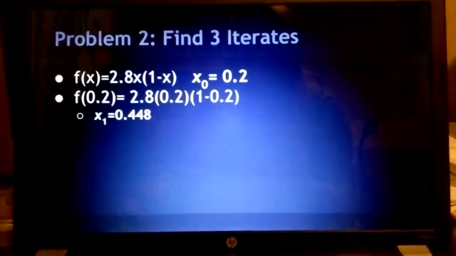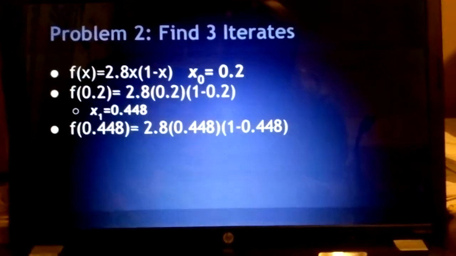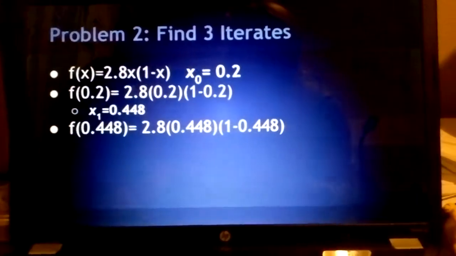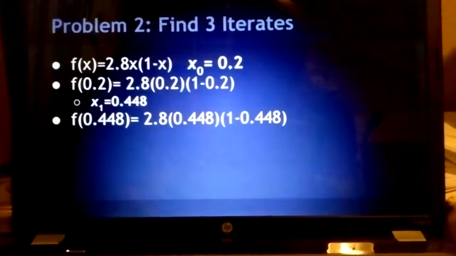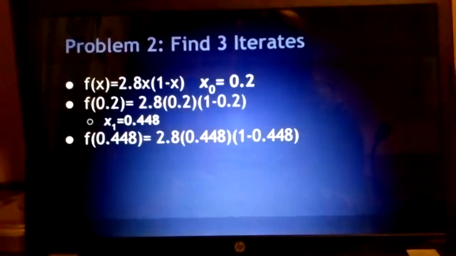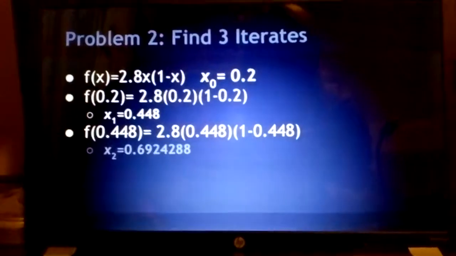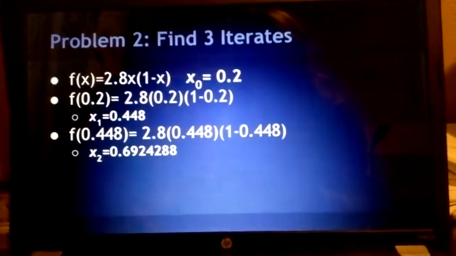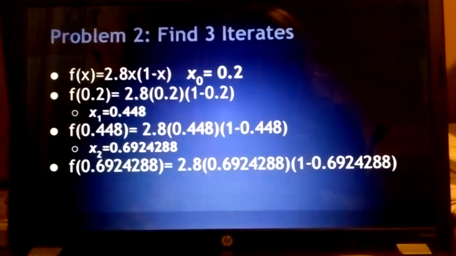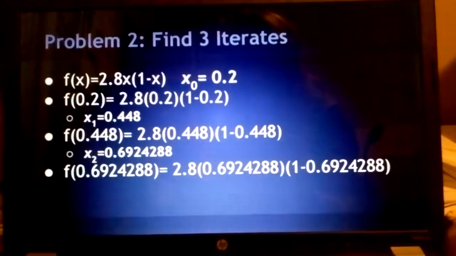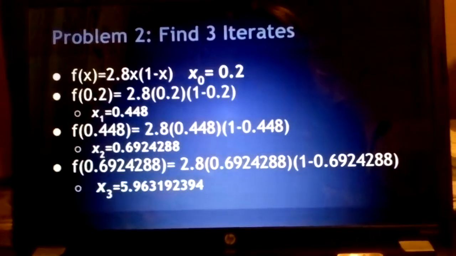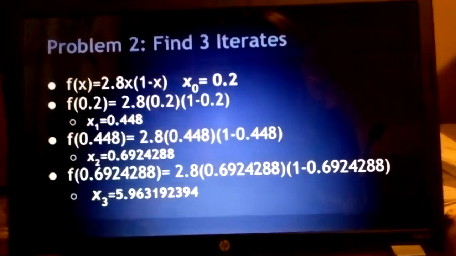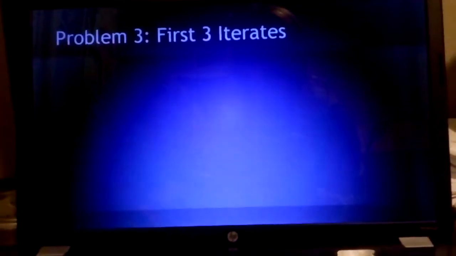And you get 0.448. Then you have to plug in 0.448 back again into the same function, back into the original function. So it's 0.448 times 2.8 times 1 minus 0.448. This will give you the second iterate, which is 0.6924288. After you find this iterate, you plug that second iterate back into the original equation, thus getting very long numbers, which ends up equaling 5.963192394. And those are your 3 iterates for that equation.